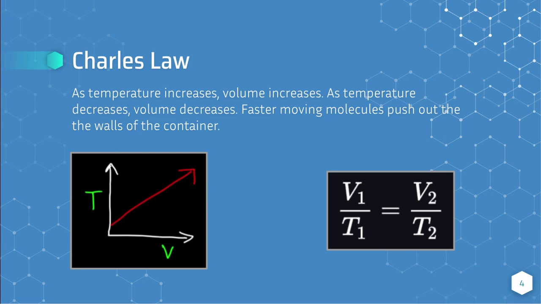Charles' law. As temperature increases, volume increases. As temperature decreases, volume decreases. Faster moving molecules push out the walls of the container. Here's a graph representing Charles' law and also the formula. V1 over T1 equals V2 over T2.